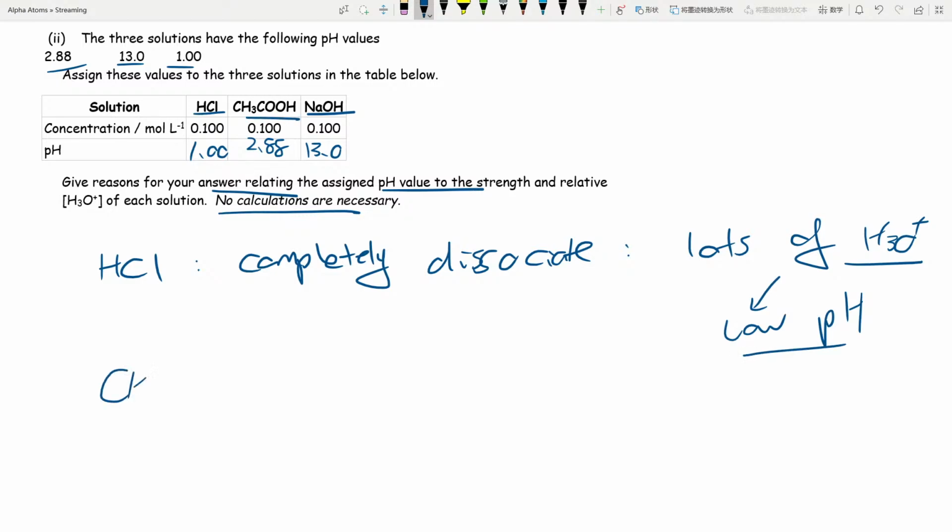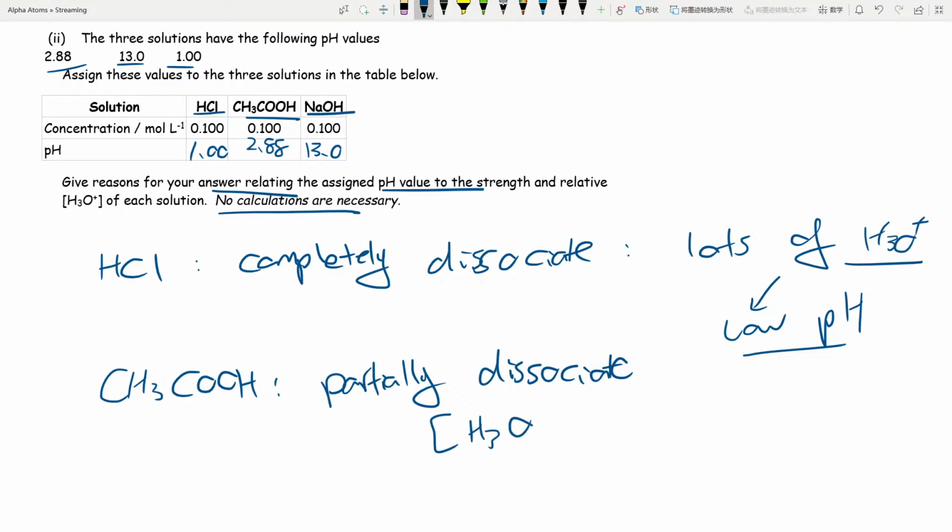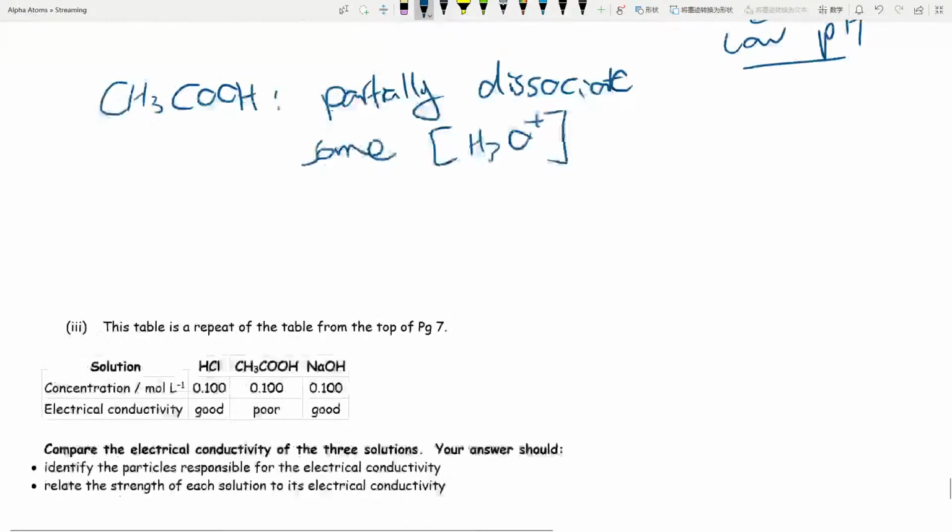CH3COOH, let's do CH3COOH. It partially dissociates, so you will still generate some, you still make some hydronium ion, but obviously not in a huge quantity, therefore the pH is going to be, you know, meh, 2.88.